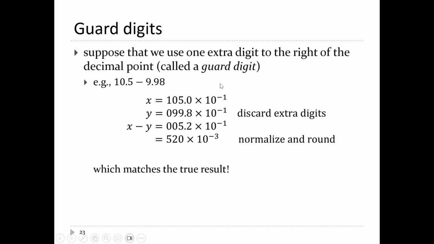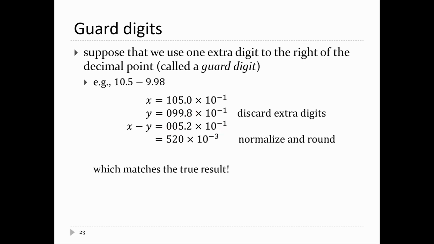If the CPU manufacturer can do so, they will insert extra digits. These extra digits are called guard digits. Suppose they were able to insert one extra digit. What does that get you? I'm allowed to use one digit after the decimal place now. So 10.5 is still 105 times 10 to the minus 1. Now when I write out 9.98, I can write that out as 99.8. So that lets me keep the digit after the decimal point.